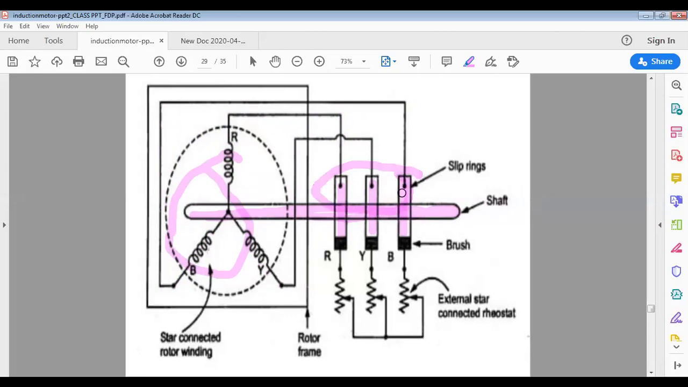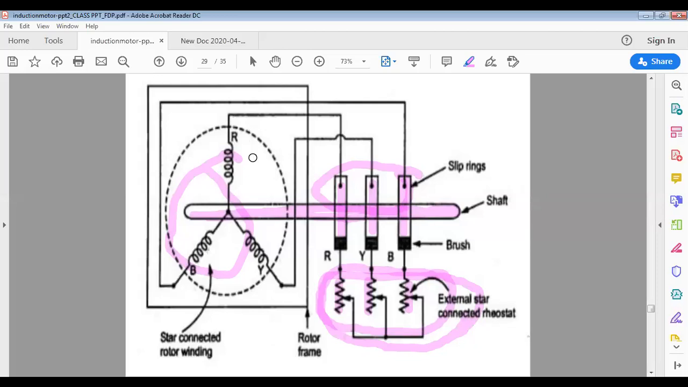Got it? Okay, now once the rotor windings are designed like this, you can't replace them with another one. But what you can do here, with the slip ring brush arrangement, is add external resistance. See here, external resistances are there. This one is connected in R phase, this one in Y phase, and this one in B phase. So you can add external resistance in series with the R phase, Y phase, and B phase windings. Now this external resistance is stationary, because the external resistances you connect in series with the rotor windings are stationary.